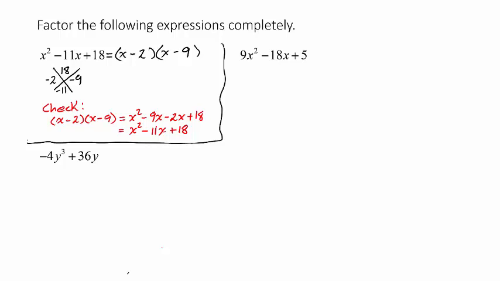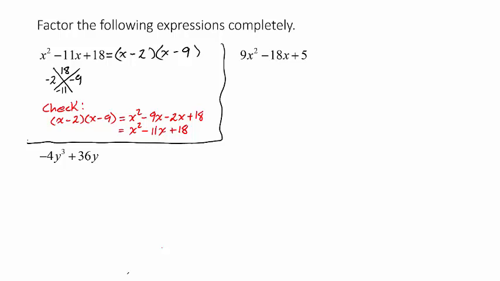It's another trinomial. Does it have a GCF we could pull out? 9 is a factor of 18, but 5 is not a factor of 9 or 18, and 5 is prime. So we don't have anything we can pull out of this. 9 is a perfect square, but 5 isn't, right? So it's not a perfect square trinomial. And the leading coefficient is not 1, right? So we're forced to use the AC method there.